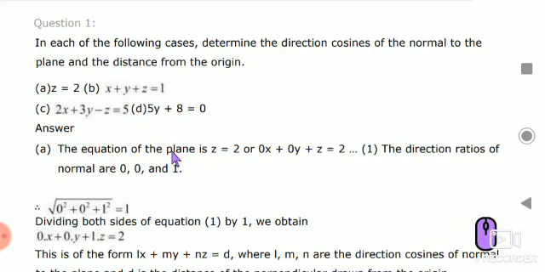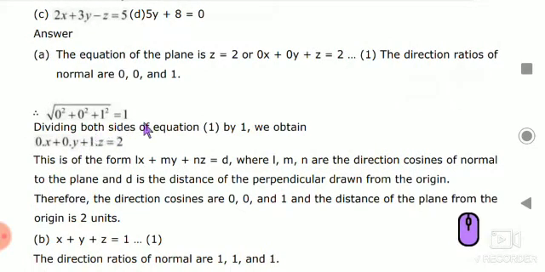The equation of the plane is z is equal to 2, or the same equation we can write it 0x plus 0y plus 1z is equal to 2. Therefore, from this equation the direction ratios of the normals are 0, 0 and 1. Therefore, by taking their root sign, root of 0 square plus 0 square plus 1 square, that gives 1.